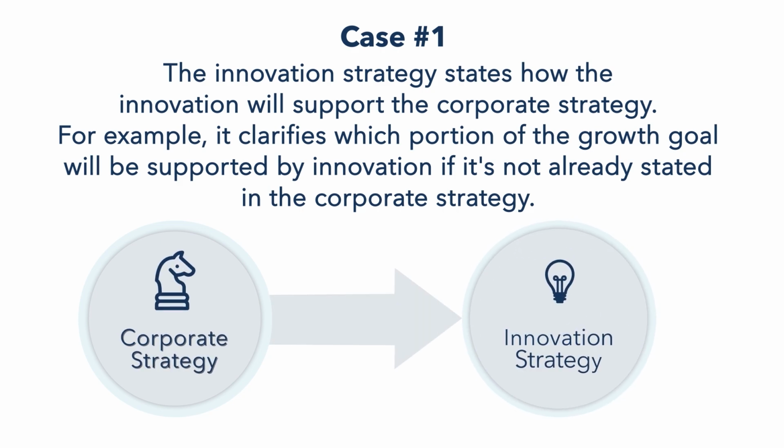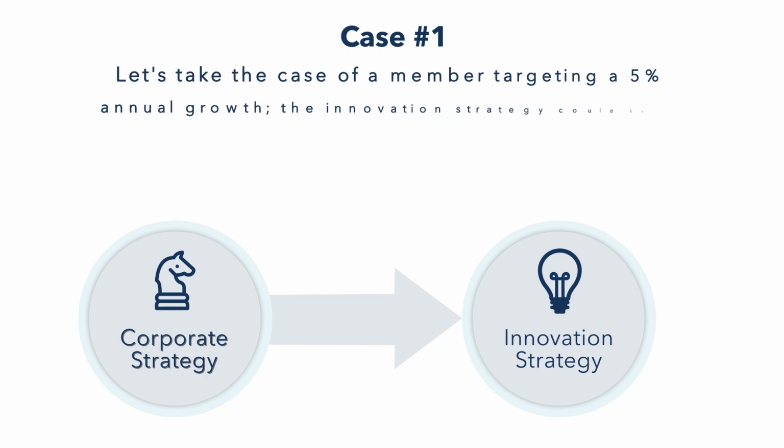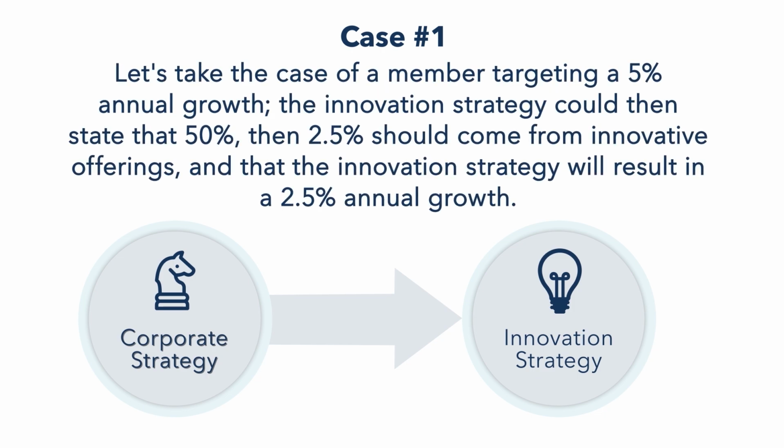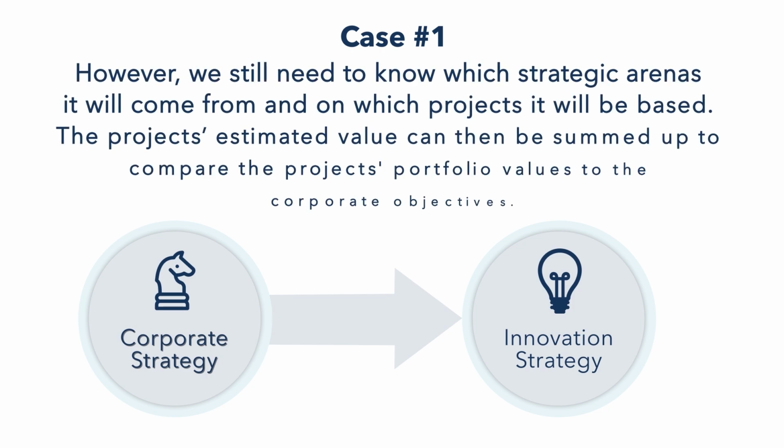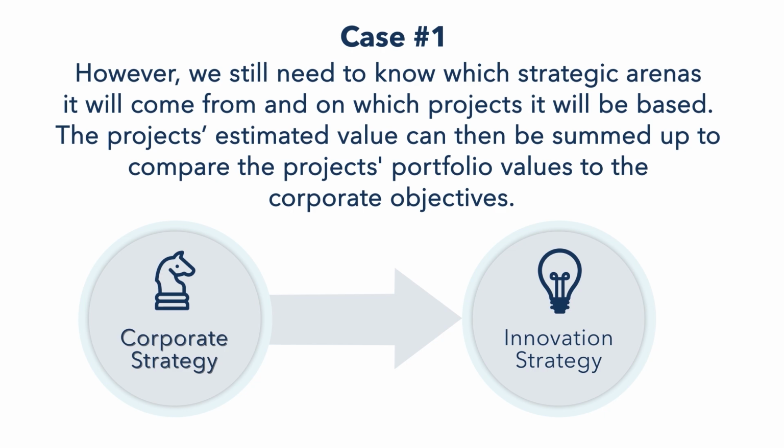For example, it clarifies which portion of the growth goal will be supported by innovation if it's not already stated in the corporate strategy. Let's take the case of a member targeting a 5% annual growth. The innovation strategy would then state that 50%, or 2.5%, should come from innovative offerings, and that the innovation strategy will result in a 2.5% annual growth. However, which strategic arenas it will come from, and on what projects it will be based. The project's estimated value can then be summed up to compare the project's portfolio values to the corporate objectives.